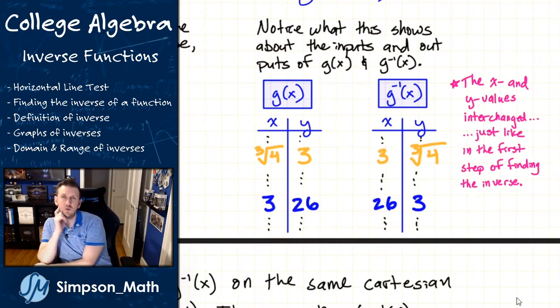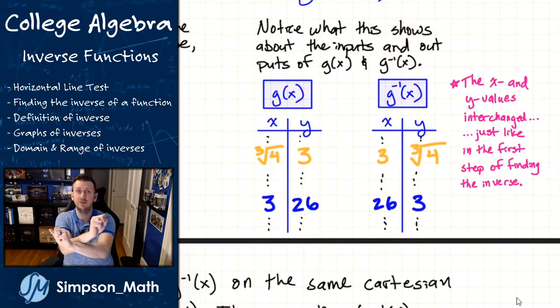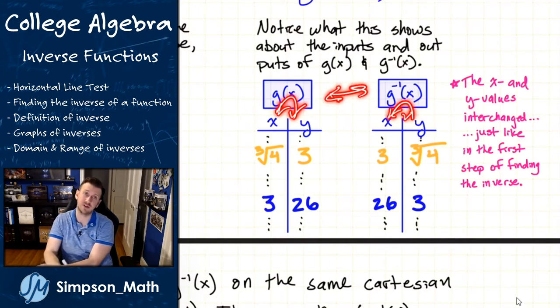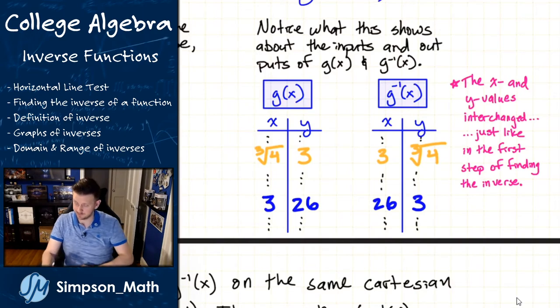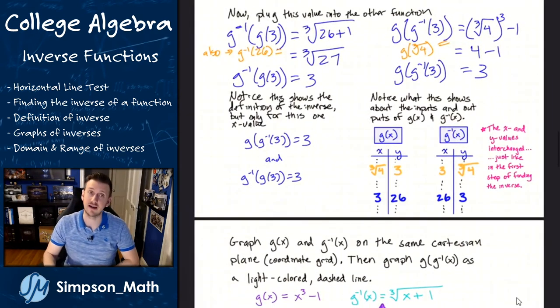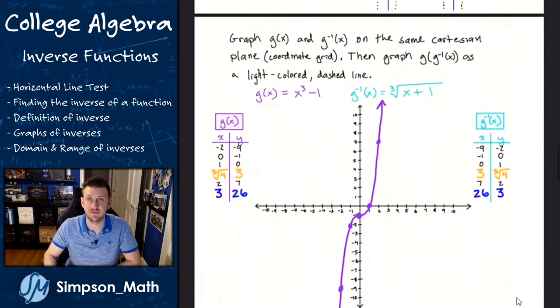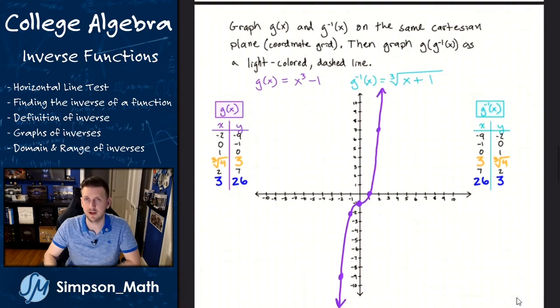Now think about this. The very first thing I did when I talked about inverses, after giving you a little bit of introduction about the horizontal line test, is that if you have a function that produces an inverse, you literally grab the x and y and interchange: everywhere you see an x, it becomes a y, and where you see a y, it becomes an x. It should not be surprising that here in these tables, the x's and y's have also interchanged whenever we go from the function to its inverse. So let's explore this idea graphically a little bit more. Let's graph g of x and g inverse of x on the same Cartesian plane or coordinate grid.